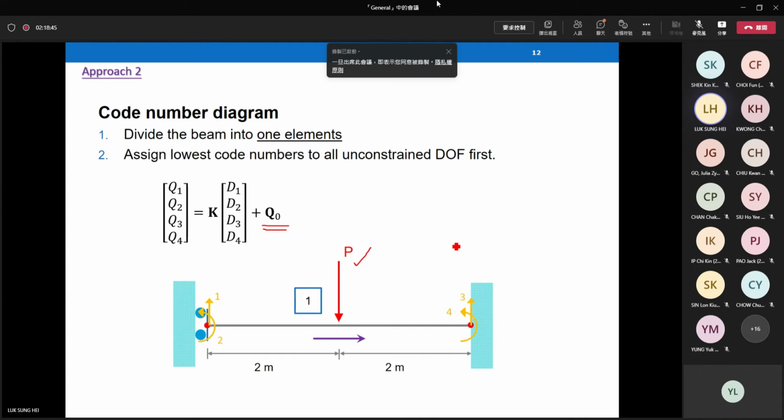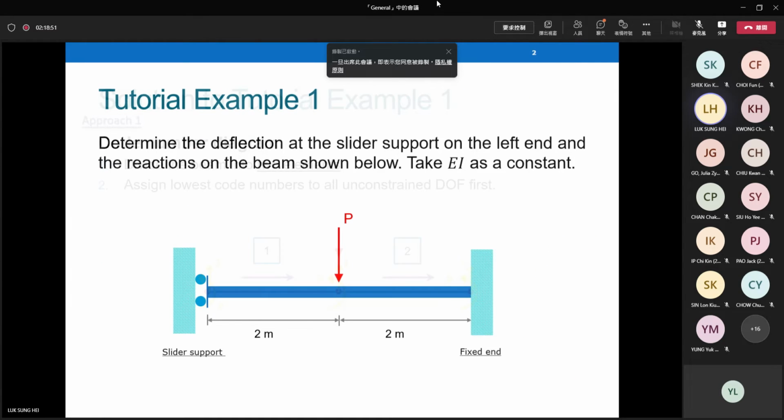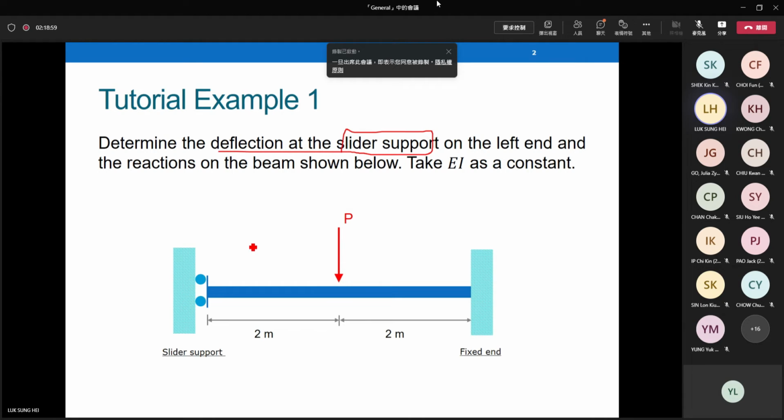Why? What is the target? The target of this problem is to find out the deflection at the slider. That means we would like to know the deflection at this point, and also the reactions. The question did not ask you to find out the deflection at the middle. I just asked you to find out the deflection at the slider, that means here, not at the middle. So there is no need to add a node at the middle, to be honest.